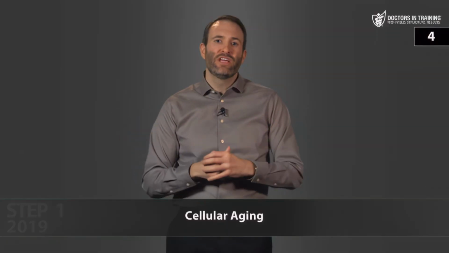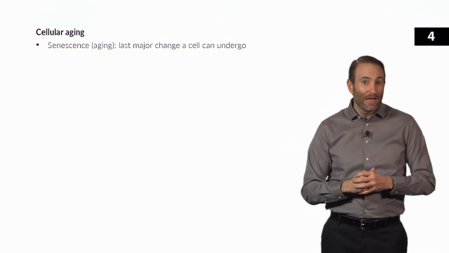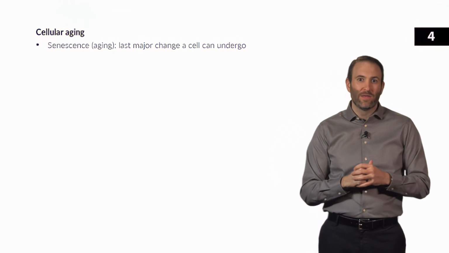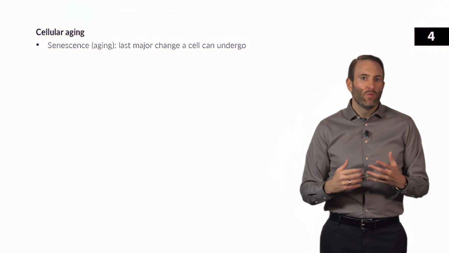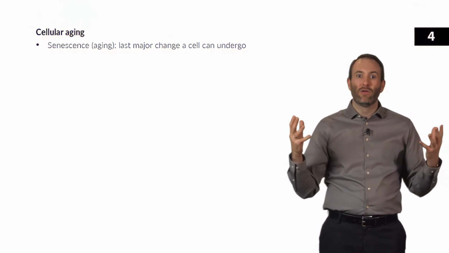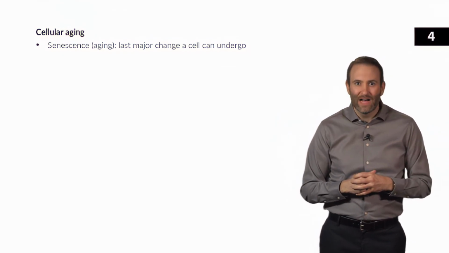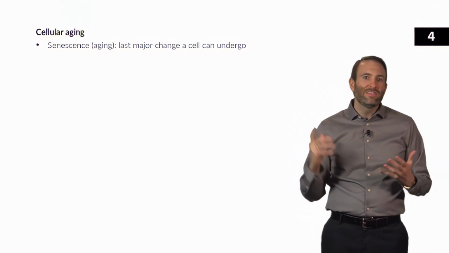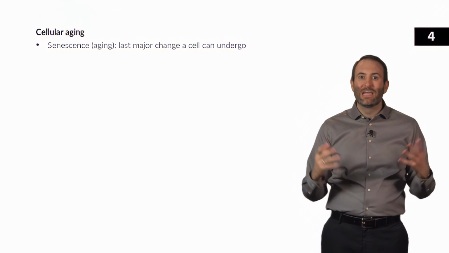Now, the last major change that a cell can undergo is senescence, or just aging. We said atrophy occurs when a cell doesn't have something it needs, like a hormonal signal or a nerve signal or nutrients. But what about cells that do have everything they need? Why don't those cells just live forever? Well, for starters, cells have a fixed number of times that they can divide before they quit. Even cells in culture that have everything they need, once they reach their limit, they stop dividing.